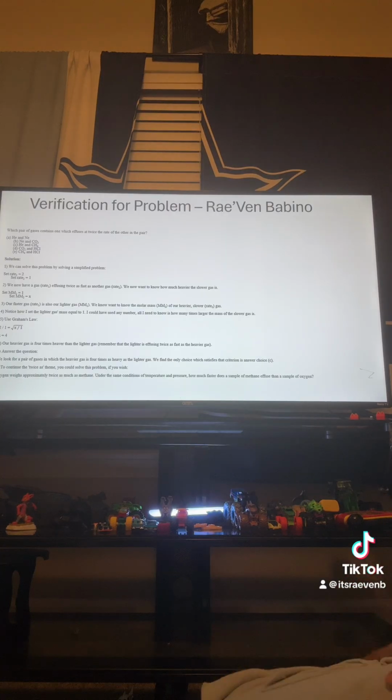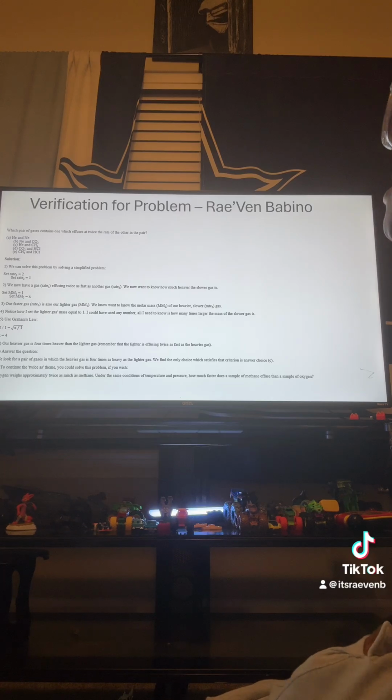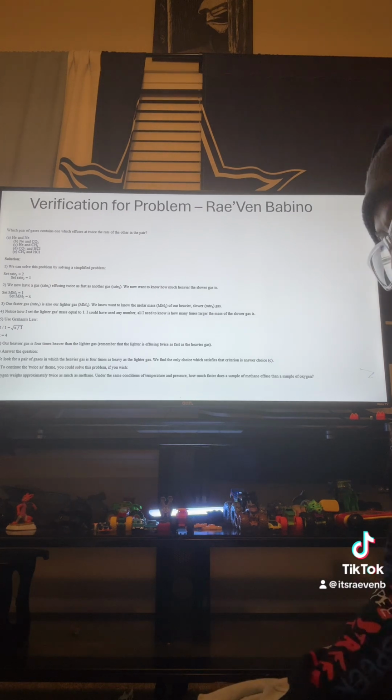Here we have the verification of the problem. So here I did pick a problem. Which pair of gases contains one that effuses at twice the rate of the other? We can solve this problem by solving a simplified problem. So if you would like to take a look at my problem, it can be simplified as well.